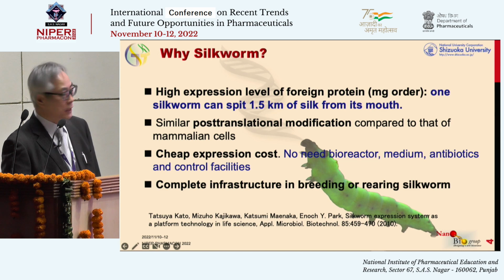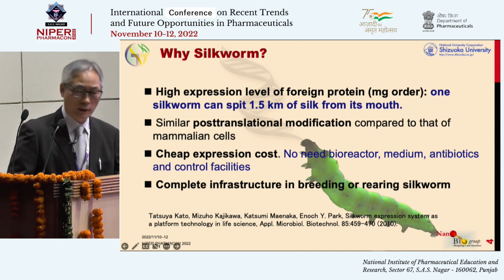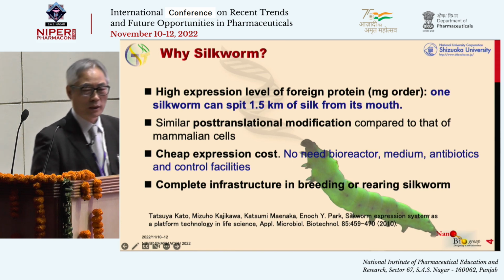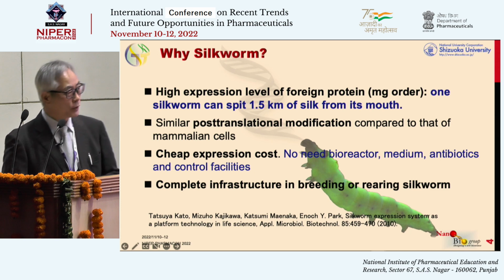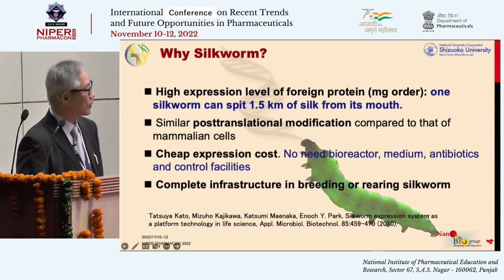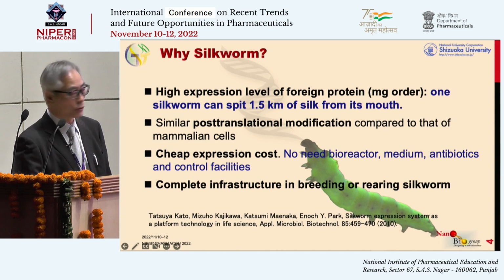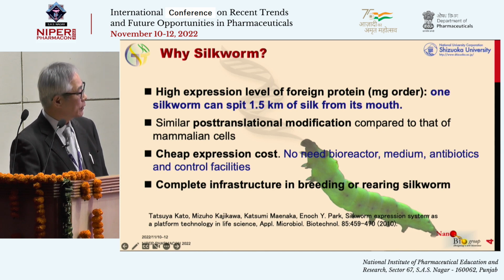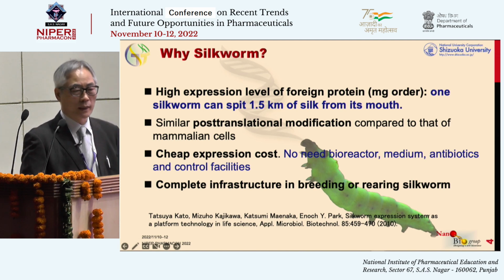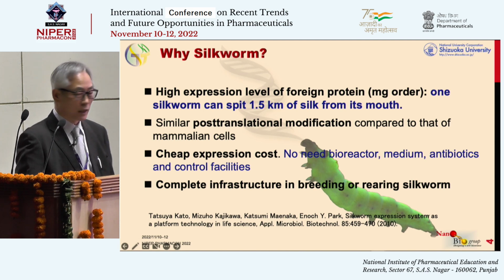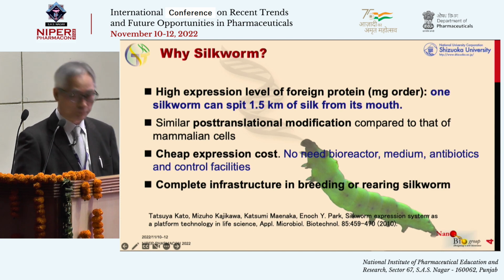And next, the expression cost is very cheap because we don't need any bioreactor, we don't need any expensive medium, we don't need any expensive antibiotics. We need only one chamber, a 28-degree controlled chamber. And the last one is, in Asian countries and also in India, we have a complete infrastructure in breeding and rearing silkworm.